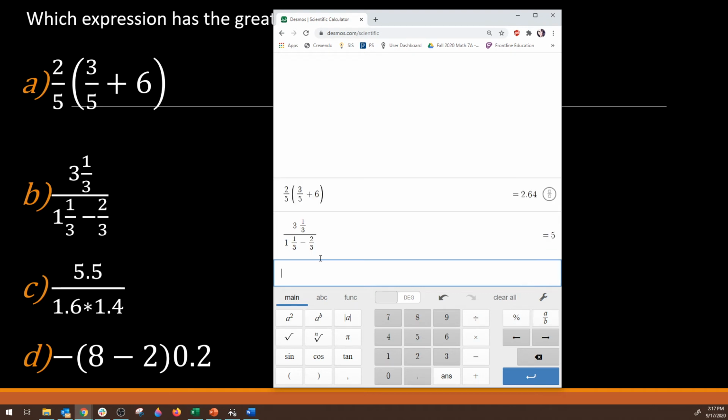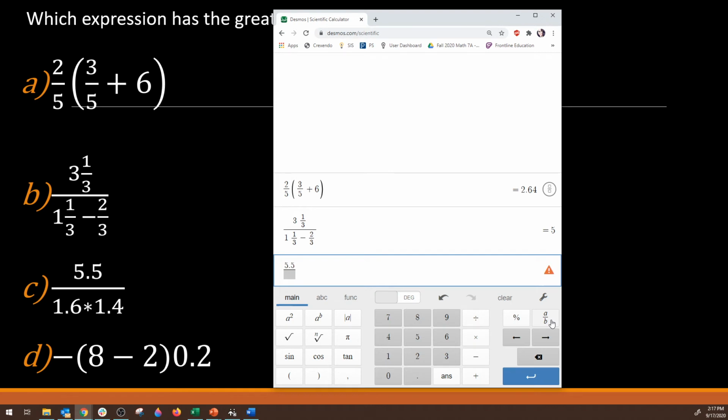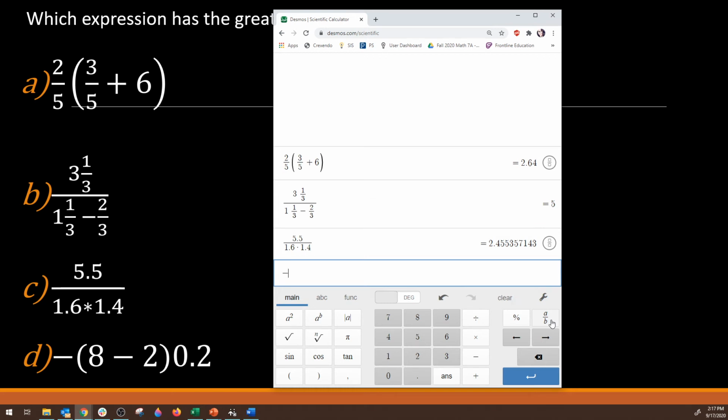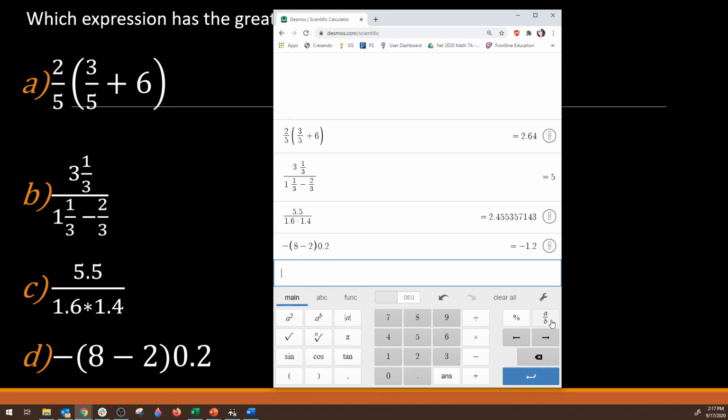So this weird fraction, notice how the entire setup looks all the same as this, right? My two fractions in my denominator are still in my denominator. There's that subtraction sign in the middle. 3 1/3 is up top. Everything looks the same. You need to make sure that yours also look the same when you are typing this in. Any little difference could make a big change in your answer. And then our last one, -8 minus 2, and then a 0.2 at the end.